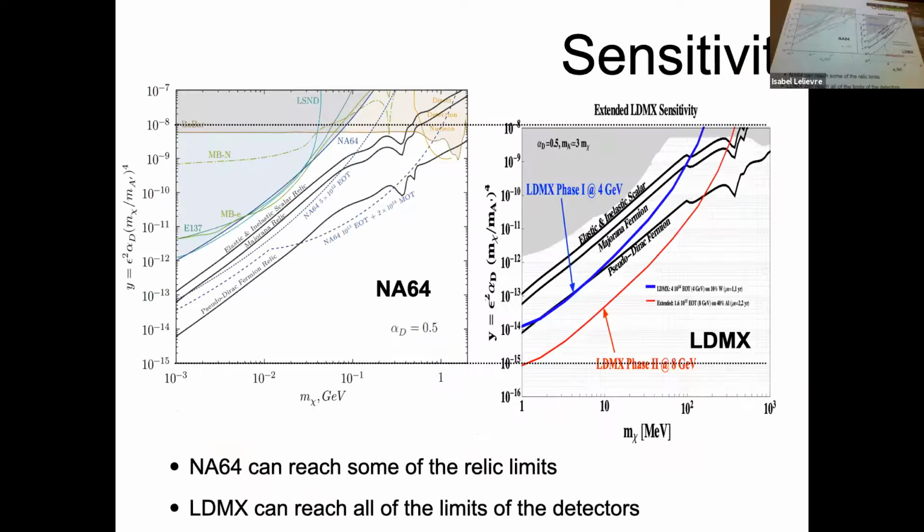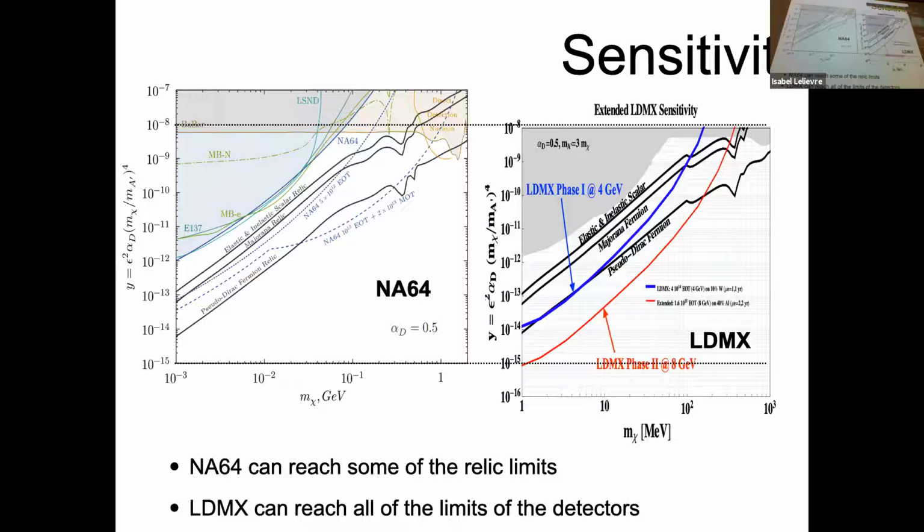Okay, so here's the sensitivity. These are actually for the same couplings. Here's this y variable, which is a proxy for the coupling. You can see this is the NA64 projected bound. The idea is that we want to go below these relic lines. This is the minimum coupling that would allow you to not overproduce dark matter, so the strategy is to get below. NA64 will, with this many electrons on target.